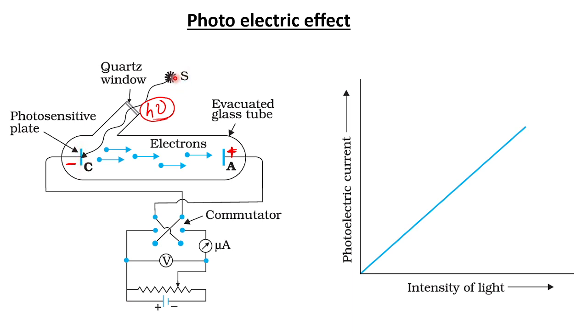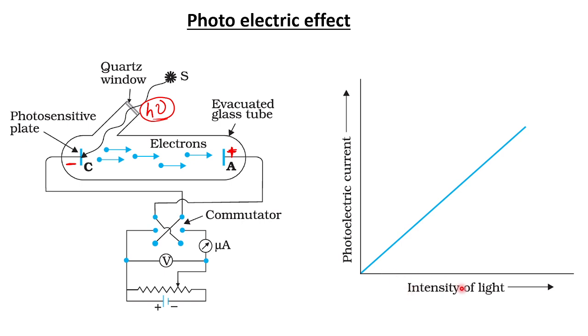If S is far away from C, its intensity will be very low. So by changing the position of S, you can vary the intensity of the radiation. Clear? Intensity is actually proportional to the number of photons. Intensity means number of photons. You agree with me.